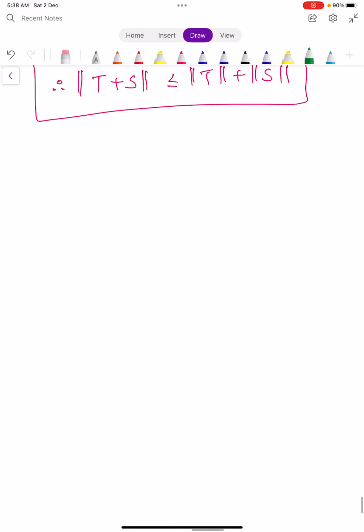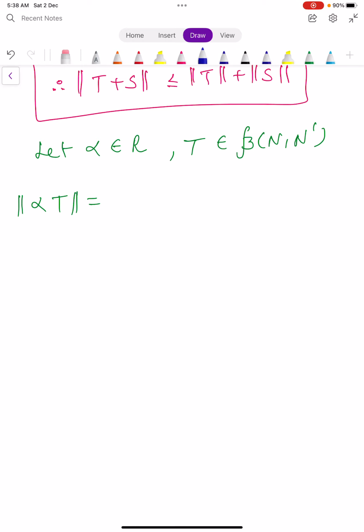To prove the third property, let us take a scalar. Alpha belongs to capital R be a scalar, and T is an element from script B of N comma N dash. Now norm alpha T is equal to, I am applying the definition of supremum, supremum of norm alpha T of x such that norm x is less than or equal to 1. It is very simple and very easy.